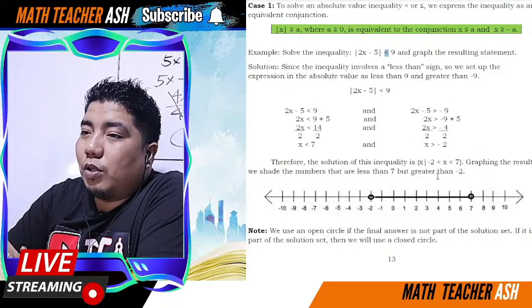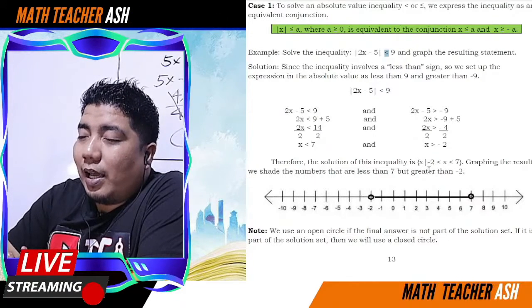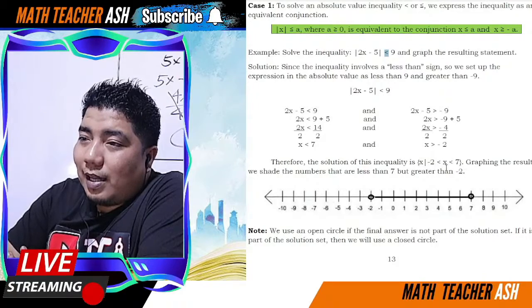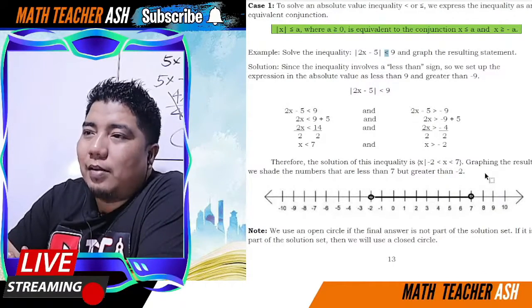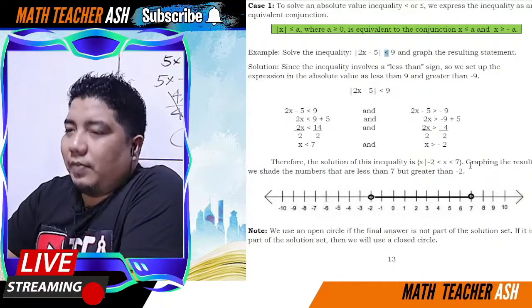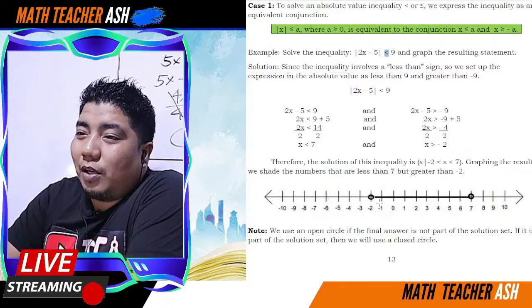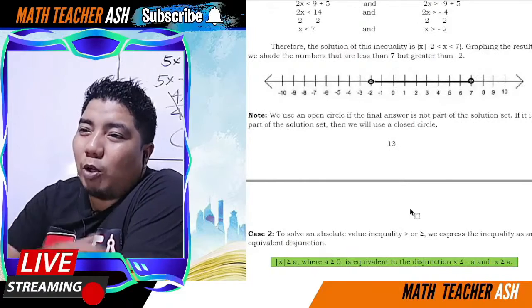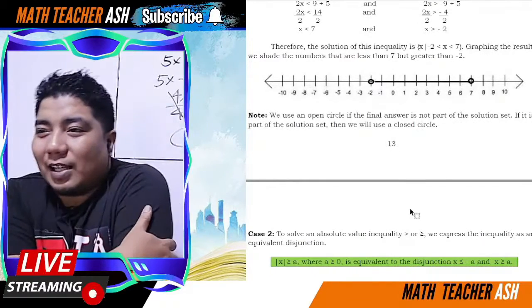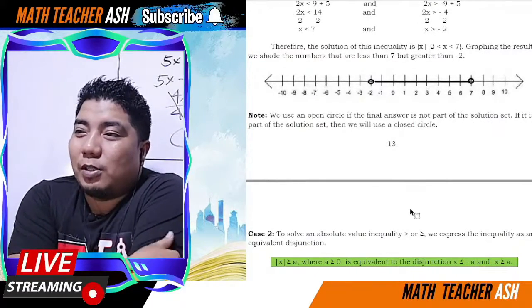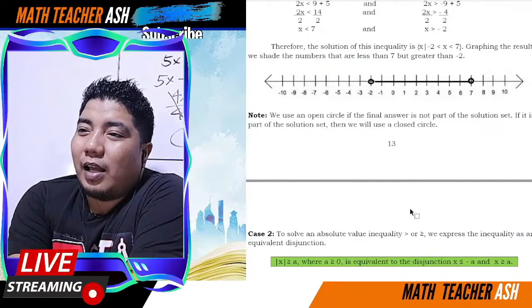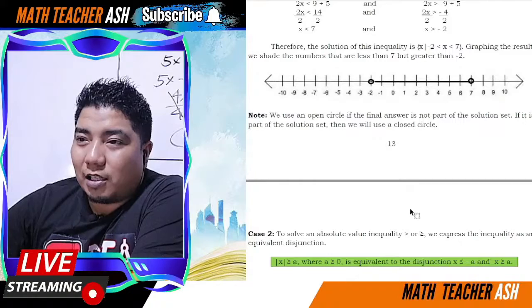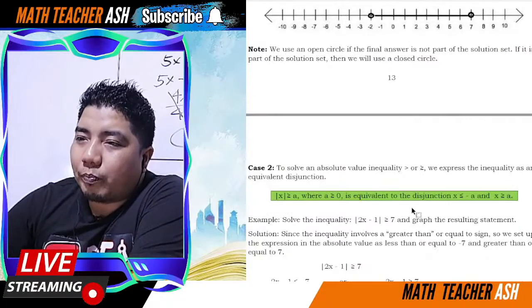Okay? The solution is such that negative 2 is less than x is less than positive 7. Alright, so therefore, nasa gitna siya ng value, my dear math learners. We can use an open circle if the final answer is not part of the solution set. If it is part of the solution set, then we will use a closed circle. Okay, yun yung hollow dot at saka dark dot. Okay? Case number 2.